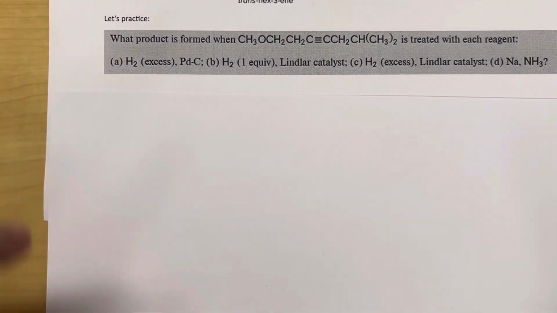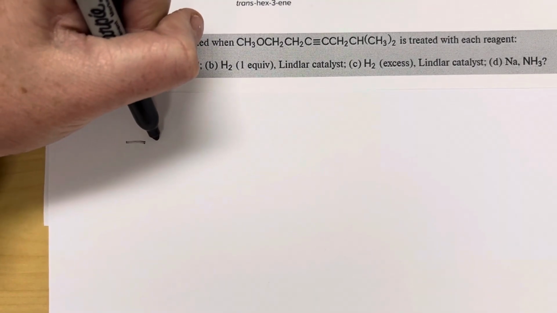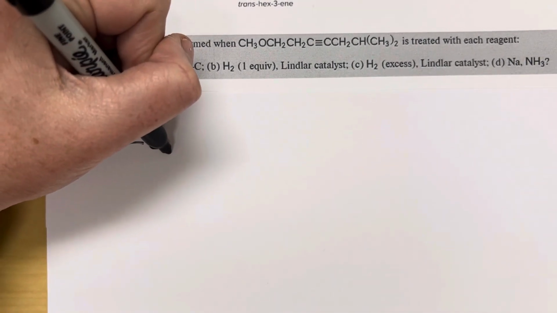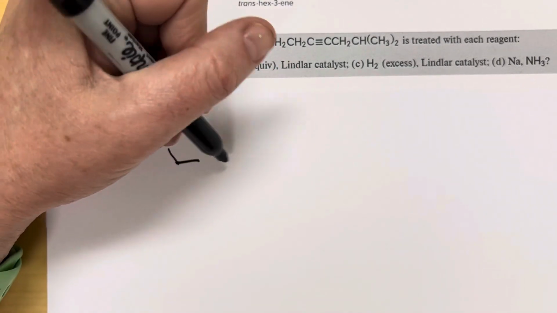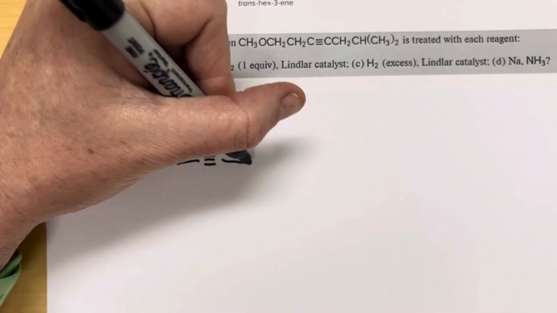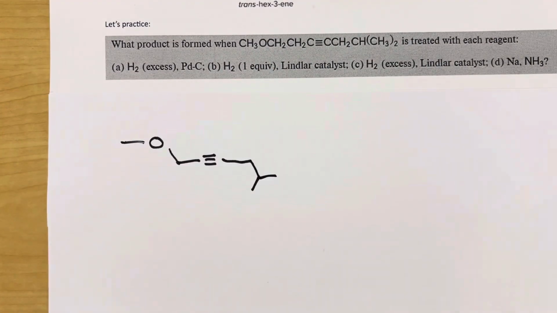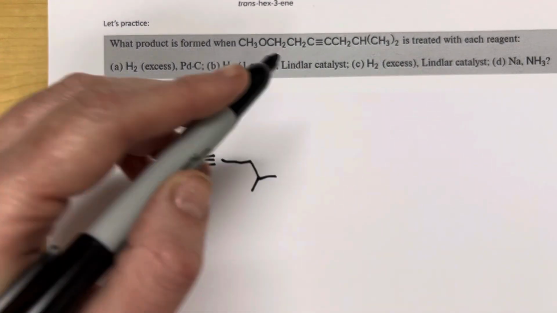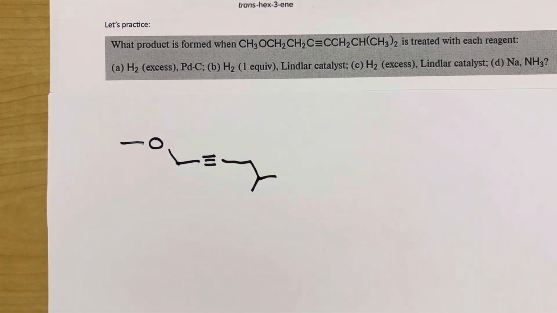So, first let's draw this thing. Looks pretty fun. You got a methyl group, some kind of ether to a CH2, to another CH2, to a carbon which is triple bonded to another carbon, to another CH2, and then I've got what looks like two methyl groups on that carbon. So I got 1, 2, 3, 4, 5, 6, 7, 8 carbons in total. 1, 2, 3, 4, 5, 6, 7, 8. I'm missing one.